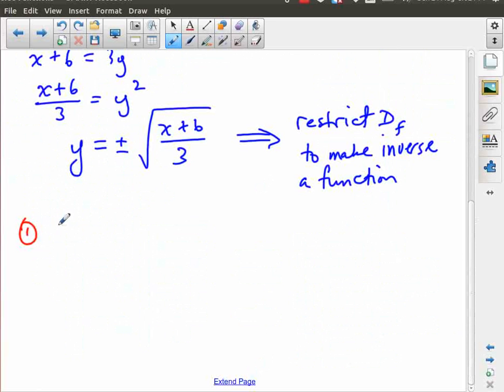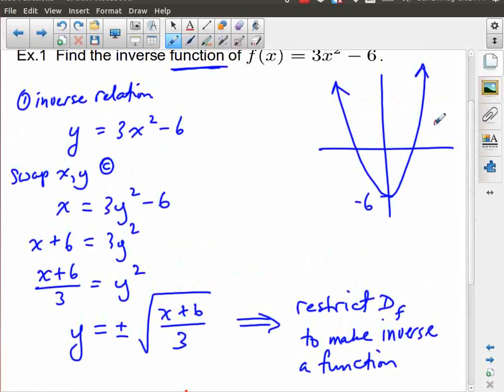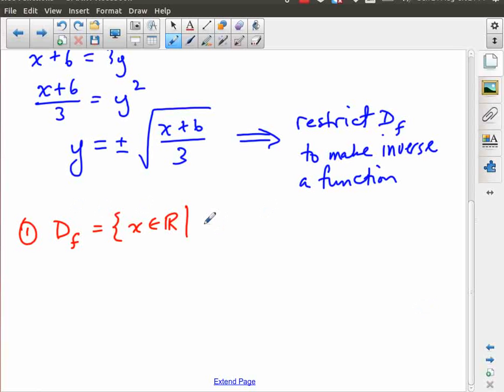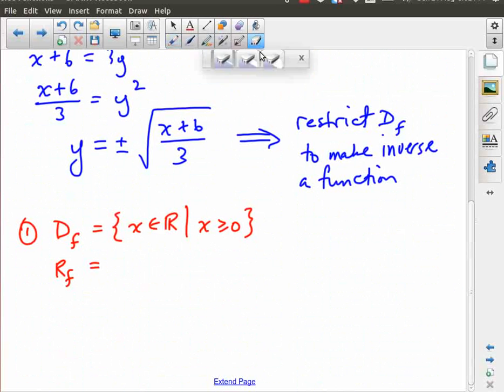Option one is I could say the domain of f is x member of the reals such that, and what am I going to choose? Well, I'll choose the positive case first. So I'm going to choose this as my first case, and I'll choose this as my second case. So my first case is going to be that x is always greater than or equal to 0. And if I do that, then my range of f, to be honest with you, I'm actually done at this point in time. I don't need to talk about the range of f.